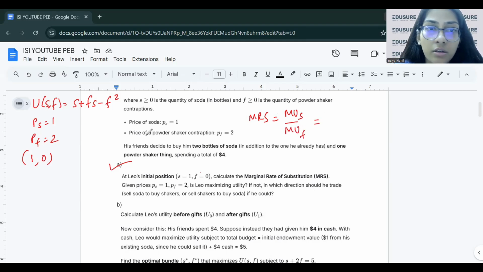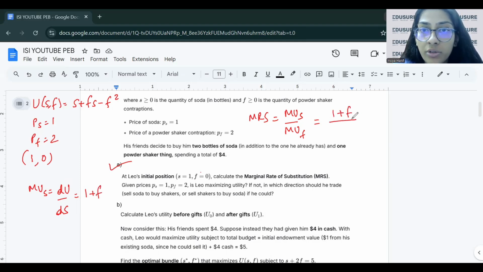MUS क्या होगा? यहाँ पे करते हैं. MUS is basically du by ds. ठीक है, तो ये जो utility function है, इसको हम will differentiate with respect to s. So what will we get? We'll get 1 plus f. Okay, तो यहाँ पे ऊपर में numerator में we write this. MUf will be du by df. Okay, so differentiating the utility function with respect to f. So this will be s minus 2f. Okay, so ये आपका MRS हो गया.